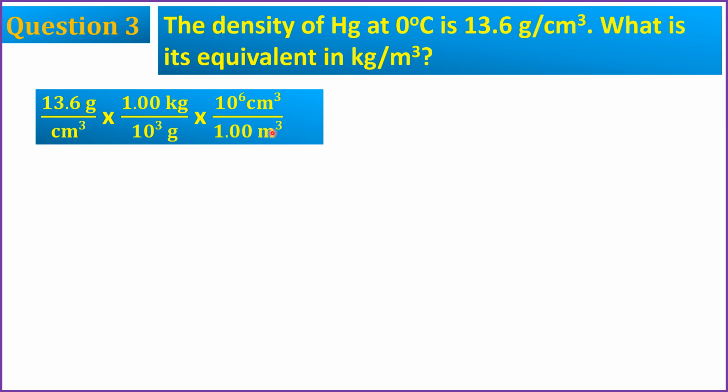in 1.00 meter cube, there are 10 to the 6 centimeter cube. Again, we write 10 to the 6 centimeter cube in the numerator so that eventually we'll be able to cancel out the unit centimeter cube.